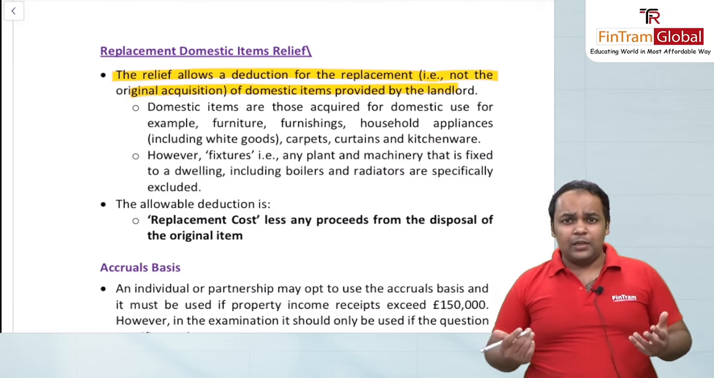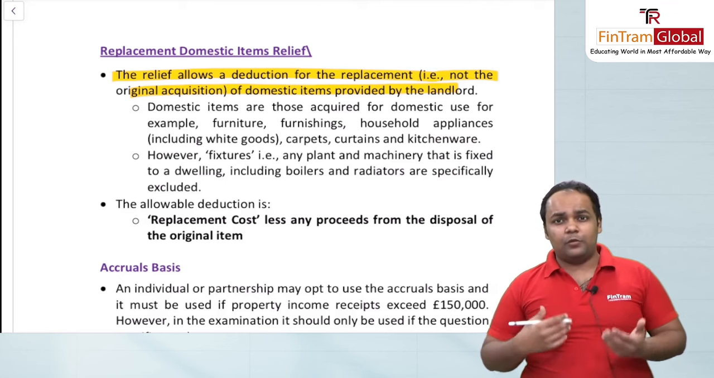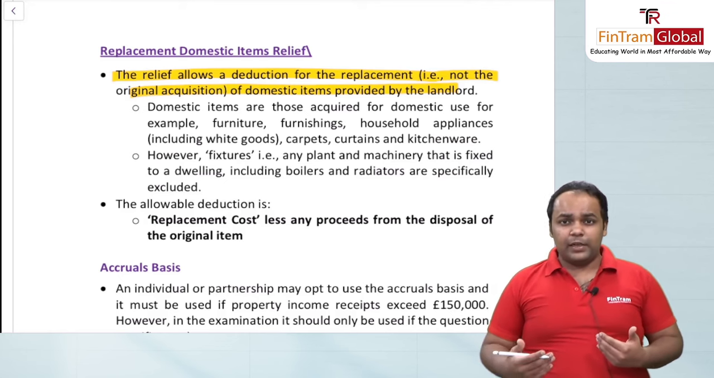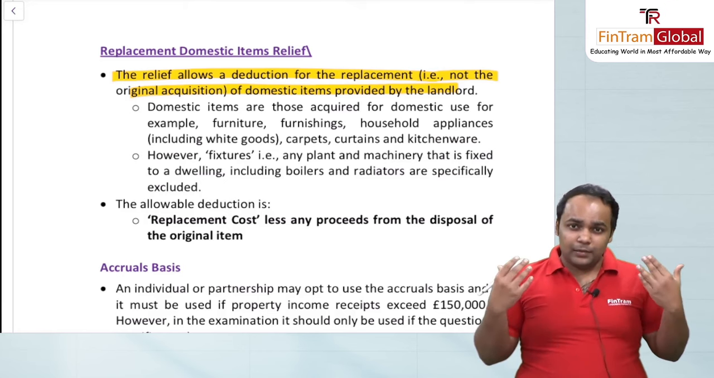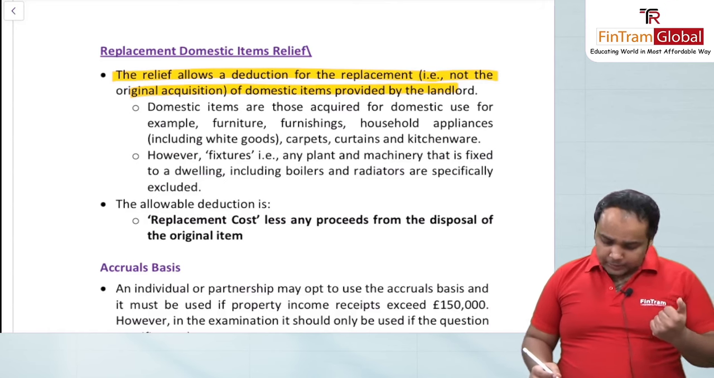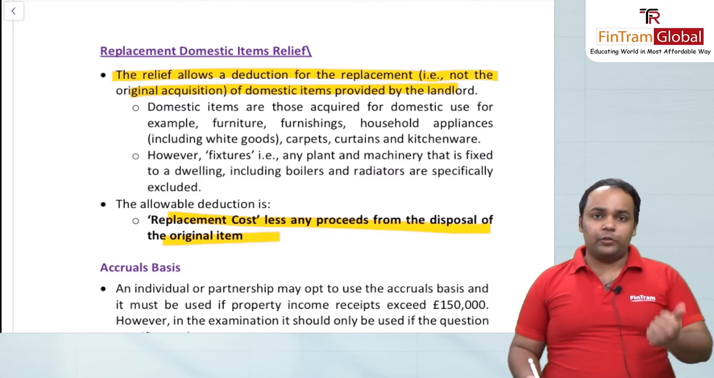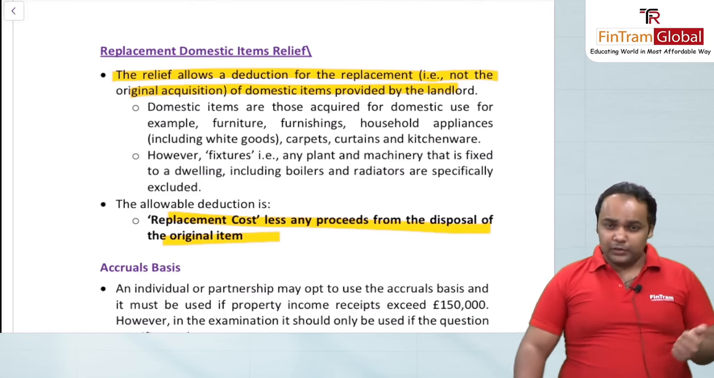Obviously, guys, remember, it's a business, so everybody has to replace these items for the benefit of whoever rents the property. So this is a cost for the business, and this cost is allowed as a replacement cost, that is the cost incurred less any proceeds from the disposal of the original item, because when you replace it, you obviously sell the original item.